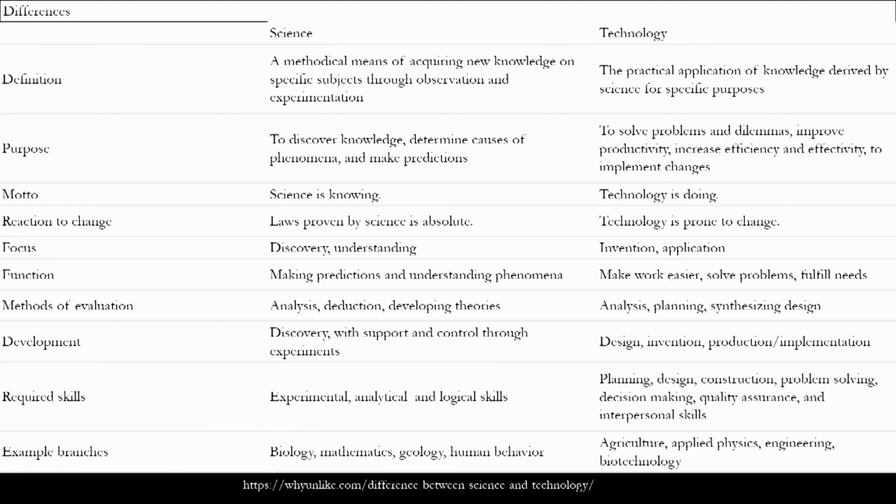So, that is the function of technology, to make work easier, solve problems, fulfill needs, etc. Methods of evaluation: it is analysis, deduction, developing theories. So, in science, what is the method? The method is like you observe something, then you analyze your observation, then you make a deduction. Deduction means to arrive at a certain conclusion looking at the observation, and after analysis you deduct something out of your observation and analysis, then make a grand theory out of it.